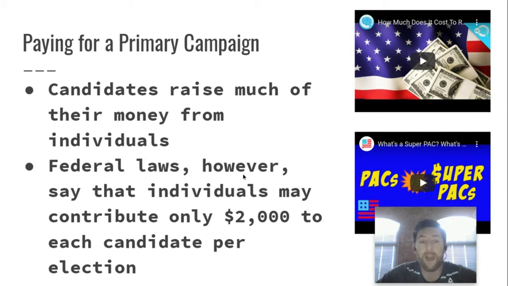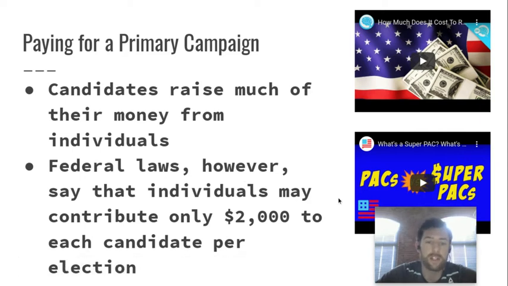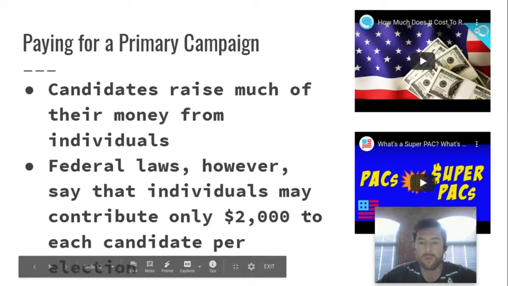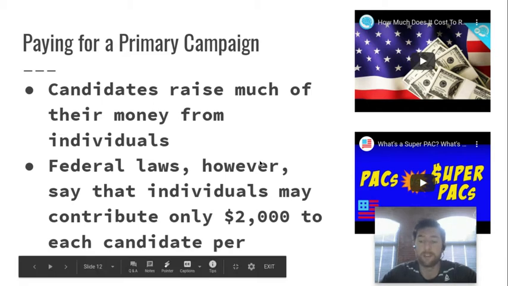Federal laws, however, say that individuals may contribute only $2,000 to each candidate per election. So you can't be some billionaire who really wants one candidate to win and throw $500,000 at their campaign. Federal law says you can only donate $2,000, which is not chump change. It may be in the eyes of a presidential candidate, but for me to just throw $2,000 at a candidate, that's quite a bit of money to use in one action. But it does happen quite a bit.